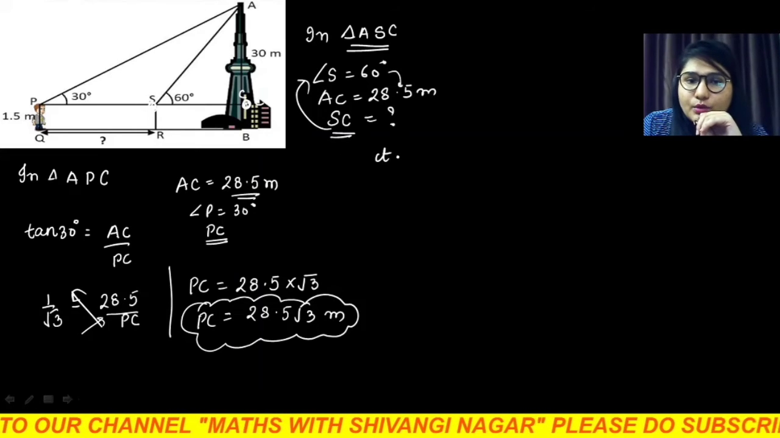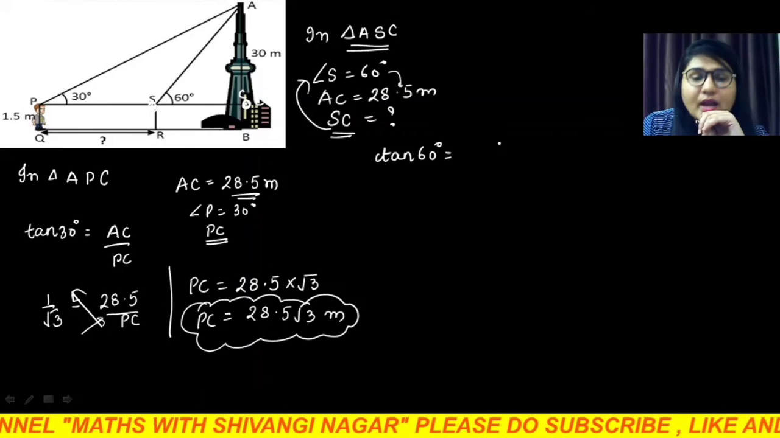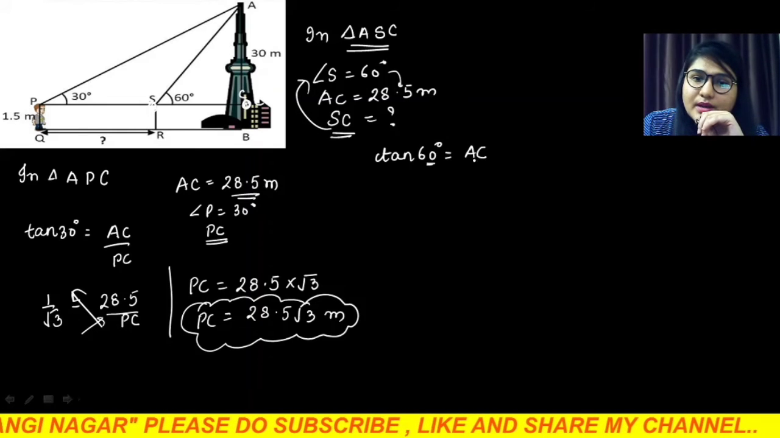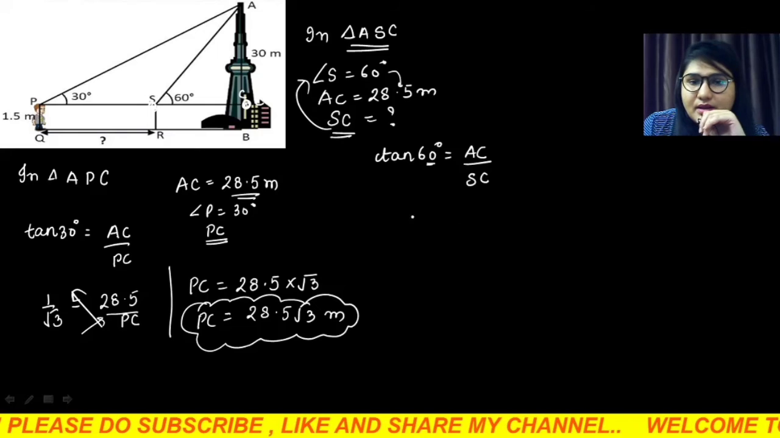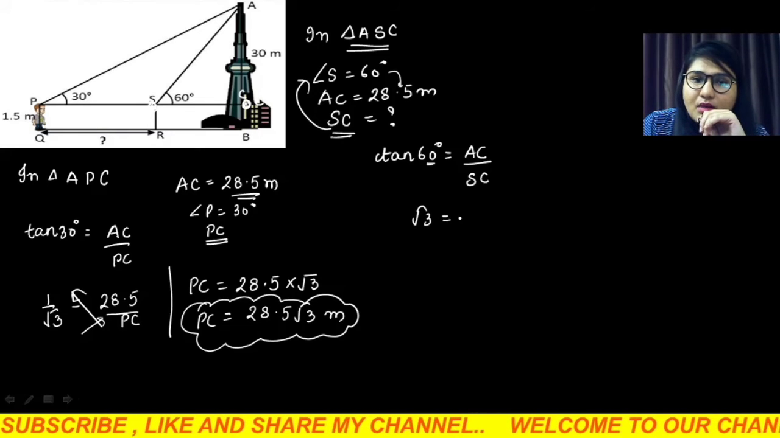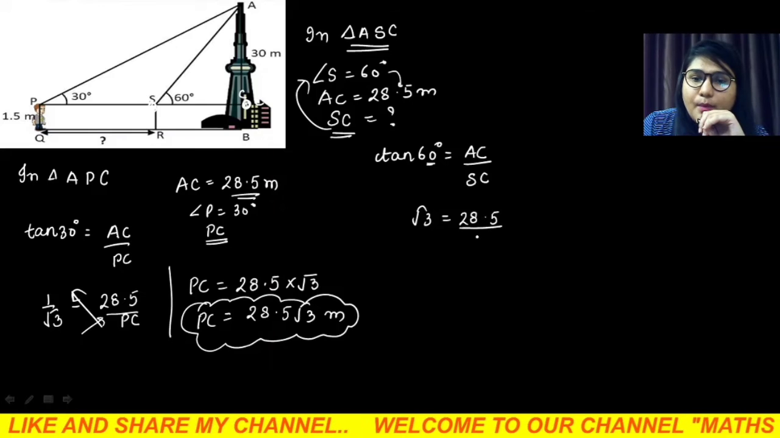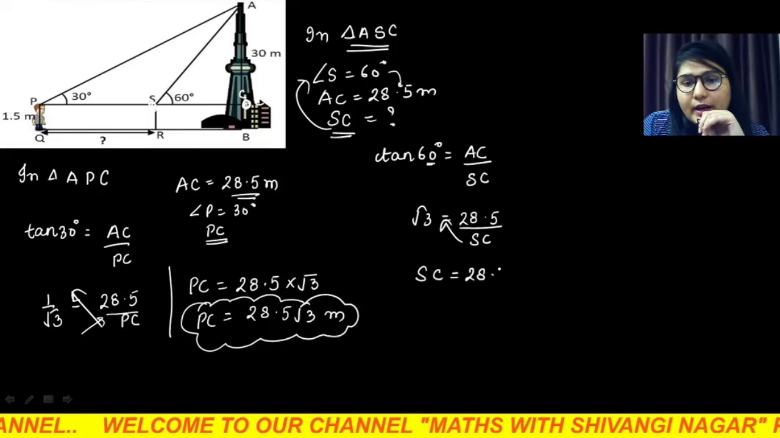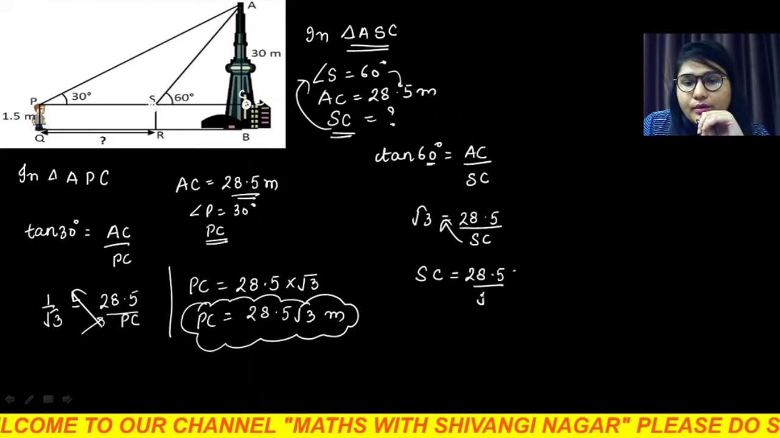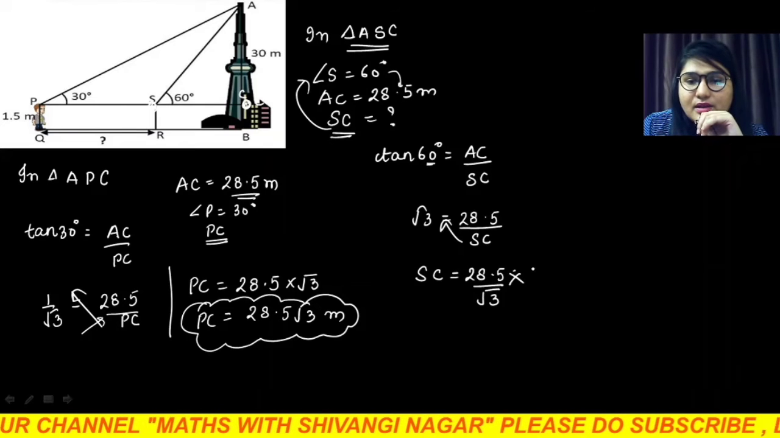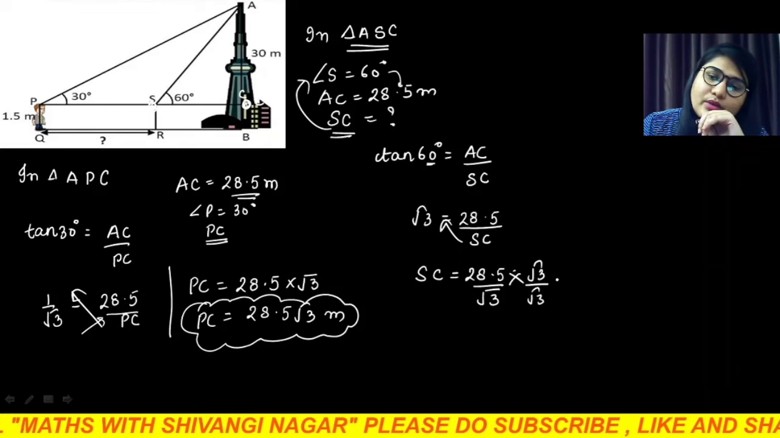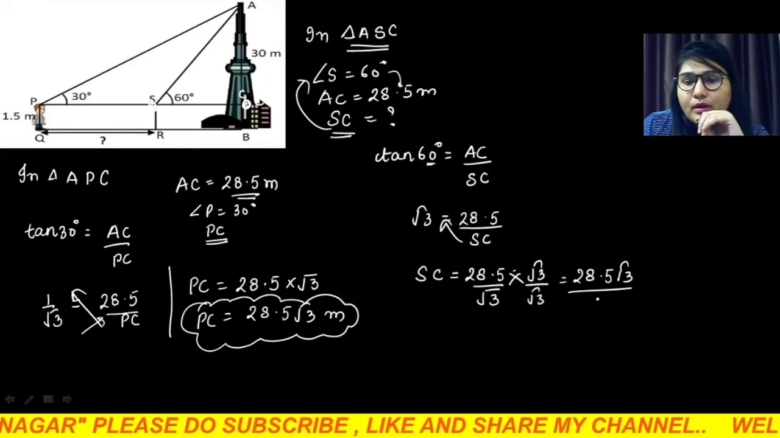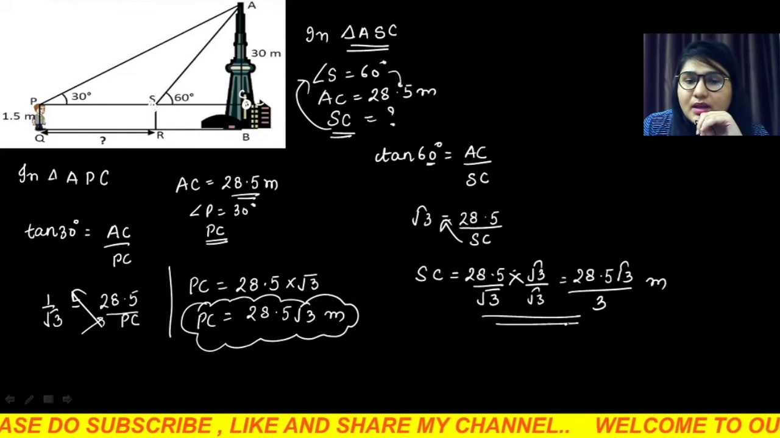So again what should we apply here? Tan 60 degree. And tan 60 is what? Opposite side of 60 degree upon the adjacent side. So opposite side is AC upon adjacent side is SC. So root over 3 is equal to 28.5 upon SC. When you are cross multiplying the things, what you will get? So SC is equal to 28.5 upon root over 3. And if we rationalize it, multiply and divide with root over 3. So what we will get here? 28.5 root over 3 upon 3 meter. So this is the SC.